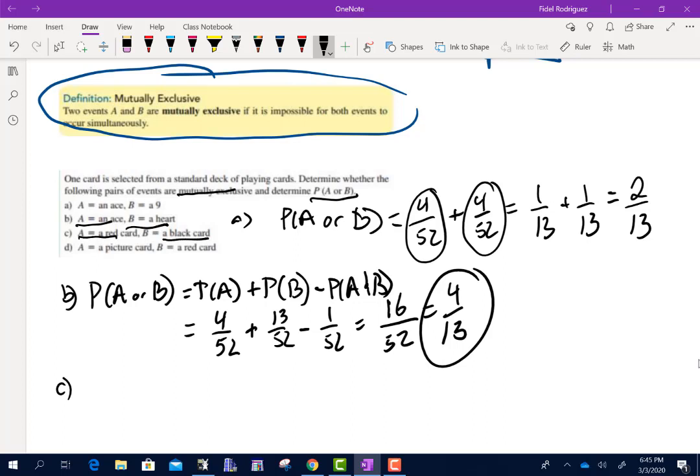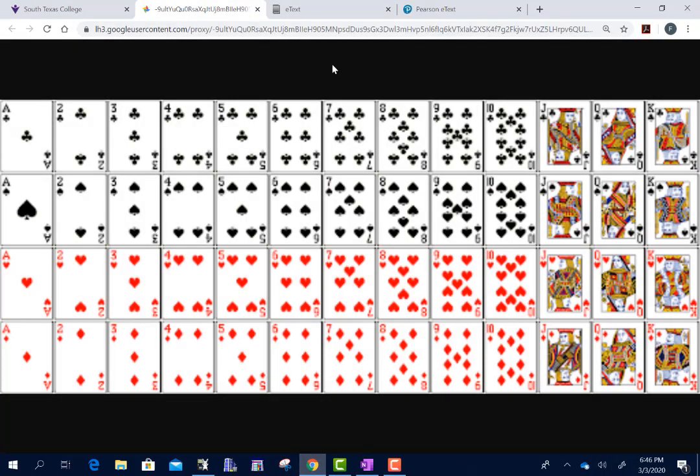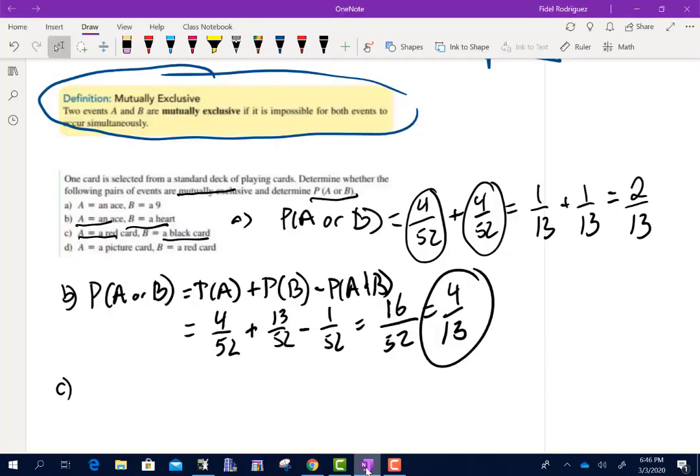Probability of getting a red card. Probability of getting a black card. Okay, so are they mutually exclusive? Yes, because we don't have any red-black cards, right? The cards are either black or they are red. So they're going to be mutually exclusive. So the probability of getting a red card or a black card is going to be the probability of getting a red plus the probability of getting a black.